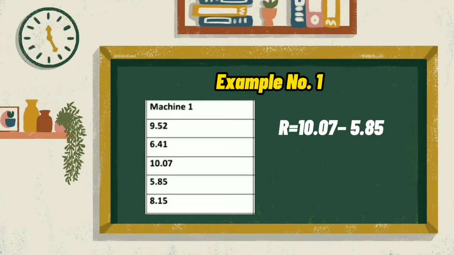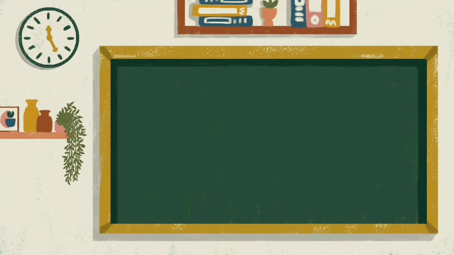Ngayon, isa-subtract natin yung greatest number, which is 10.04, to the least number, which is 5.85. So, 10.04 minus 5.85 is equal to 4.22. Therefore, the range of the number of ounces dispensed in machine 1 is 4.22. Or, ang range ng ating given data is 4.22 ounces. Okay, so let's try another example for machine 2.